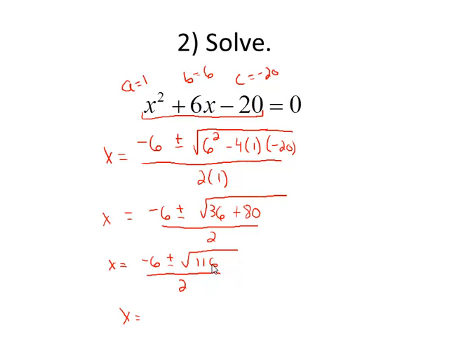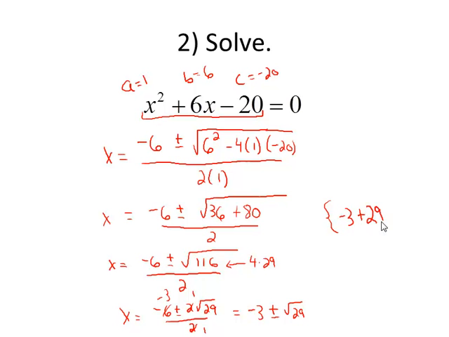And if we simplify this radical, 116 is the same as 4 times 29, so I can take a 2 out of there. Negative 6 plus or minus 2 square root 29 divided by 2. I can divide a common factor of 2 out of negative 6, positive 2, and positive 2. And I'm left with a solution set of negative 3 plus or minus square root 29. So negative 3 plus the square root of 29 and negative 3 minus the square root of 29.